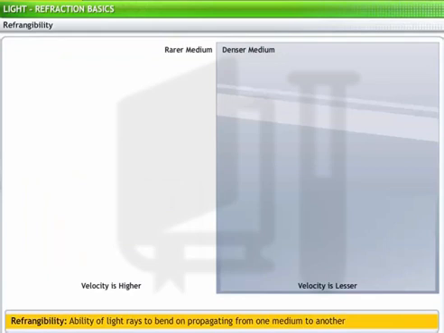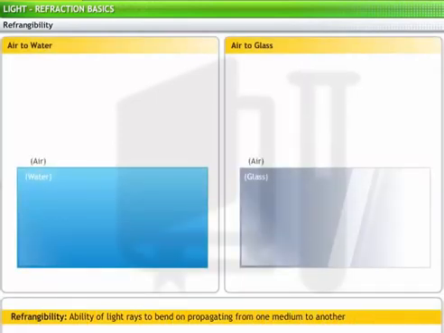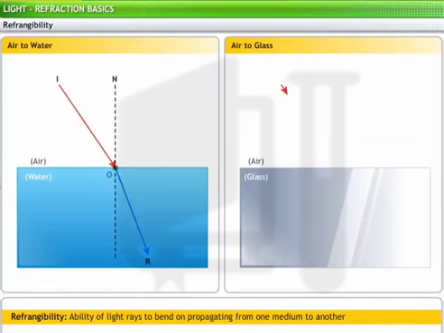The ability of light to bend when passing from one medium to another is called refrangibility. Let's compare two situations where we observe the bending of light. When light passes from air to water, and when light passes from air to glass, you can see that light bends or deviates differently in both cases. That is, the angle of refraction in both cases is different. The deviation of light depends upon the nature of the two media and the optical density of the two media. The optical density of a medium is determined by a property called refractive index.